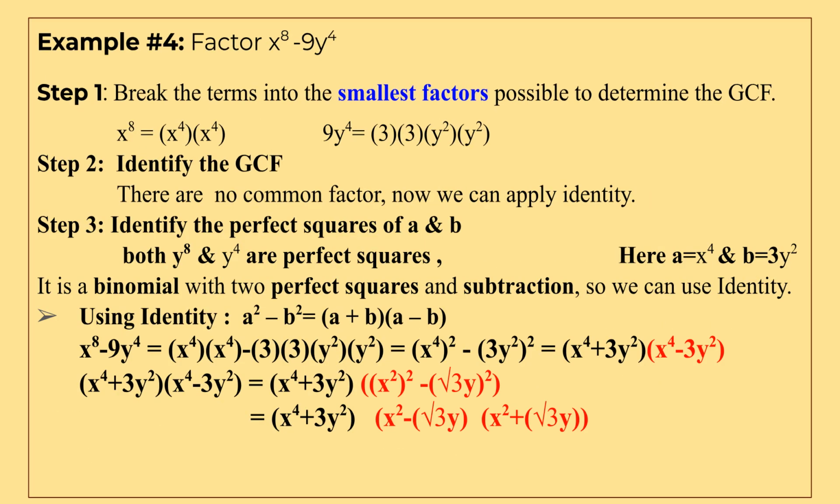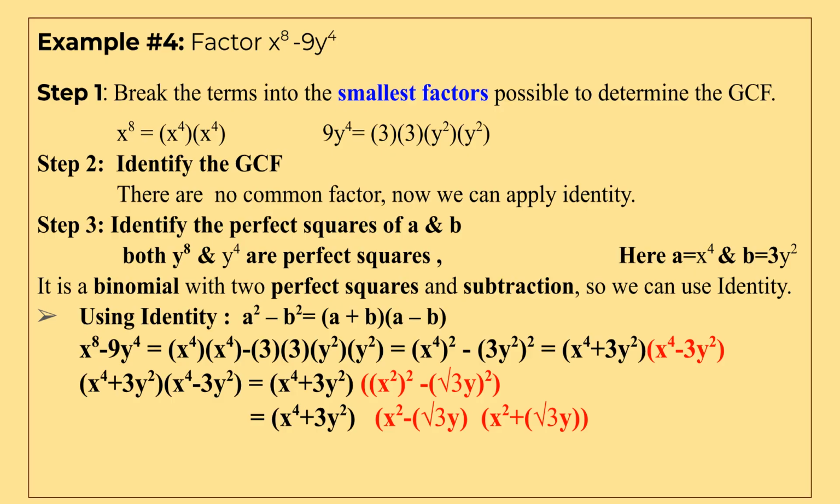When factoring x to the power of 8 minus 9y to the power of 4, we apply the difference of squares identity. Here, a equals x to the power 4, and b equals 3 times y to the power 2. Plugging these into the format gives x^4 plus 3y^2 times x^4 minus 3y^2. We then observe the second factor can be factored again using the same identity.